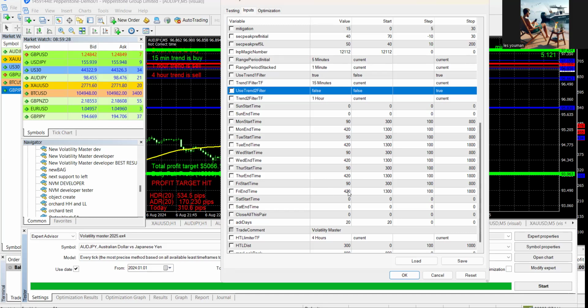And as I mentioned before, if you've got trades open and it gets to 420 minutes, this will change to not correct time and the software will stop looking for new trades. It will still manage any open trades. So if you have trades open and it says not correct time, it doesn't matter.